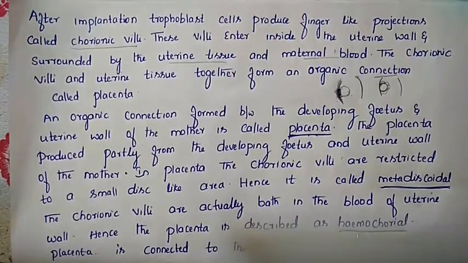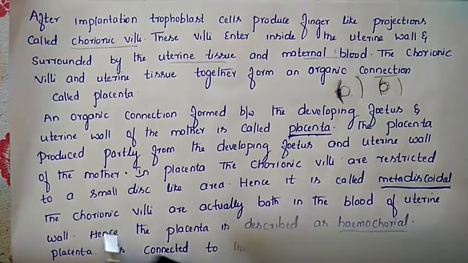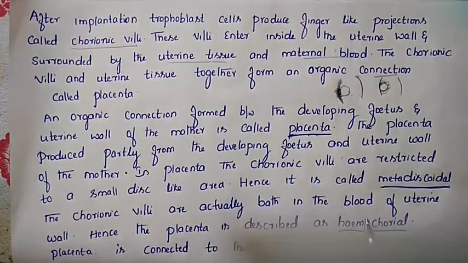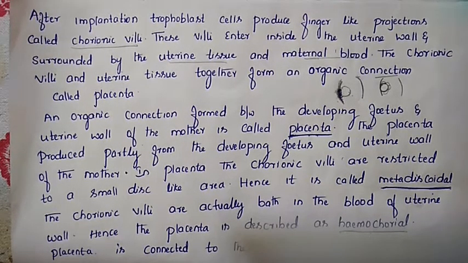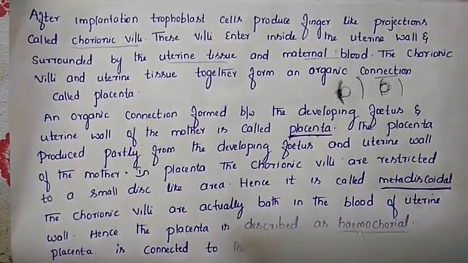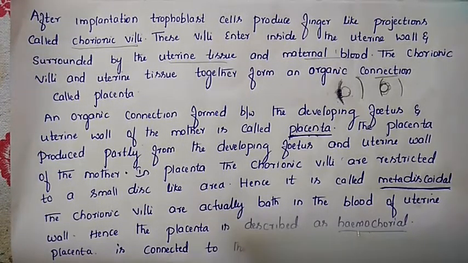Hemo means blood. Chorial means chorionic villi. The chorionic villi are present inside the blood, completely submerged in the blood of the uterus. That condition we are calling hemochorial.